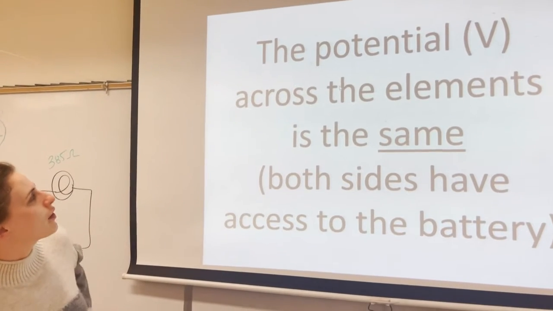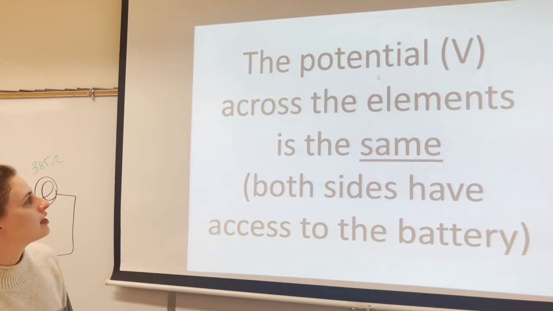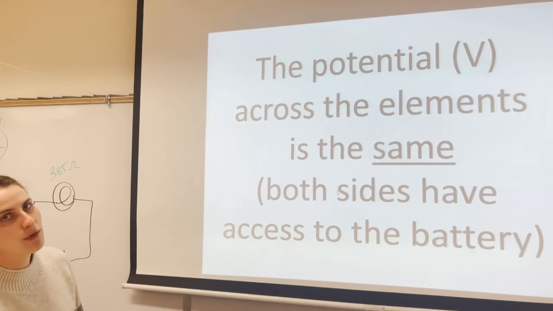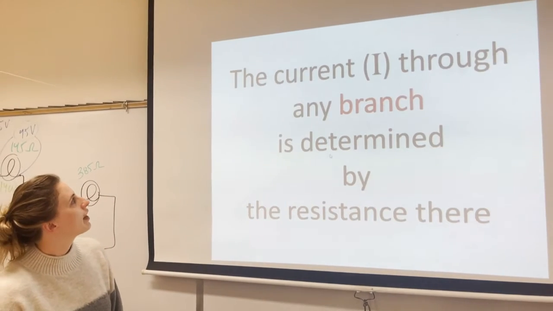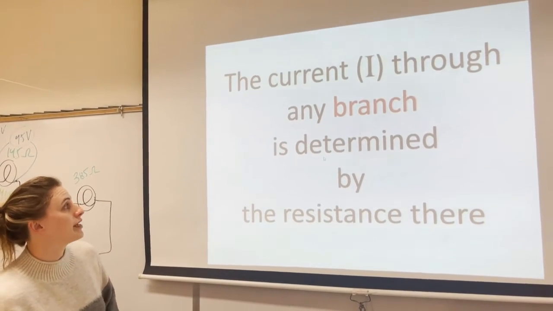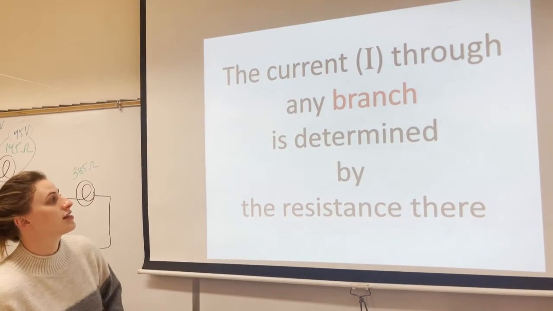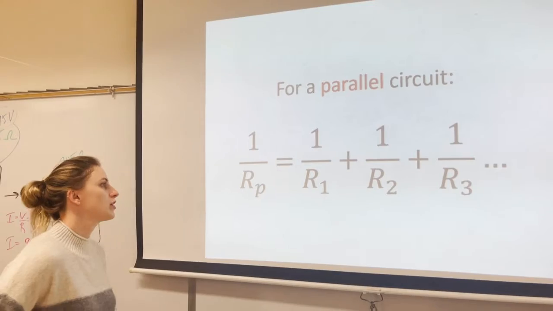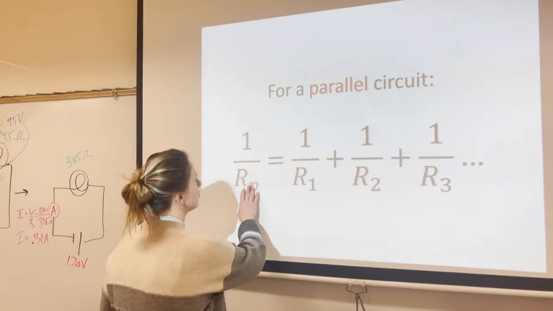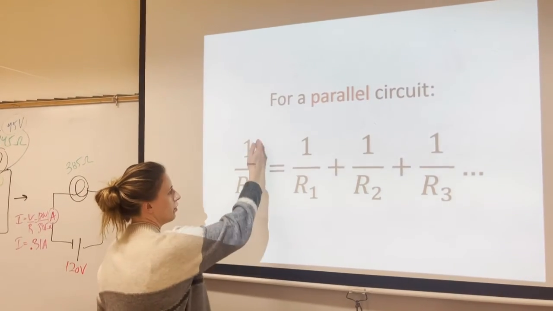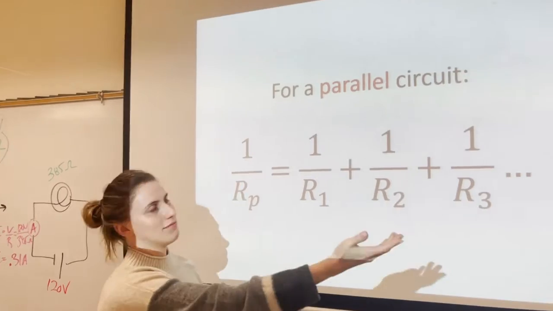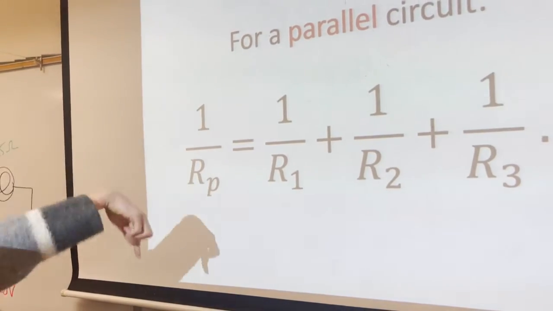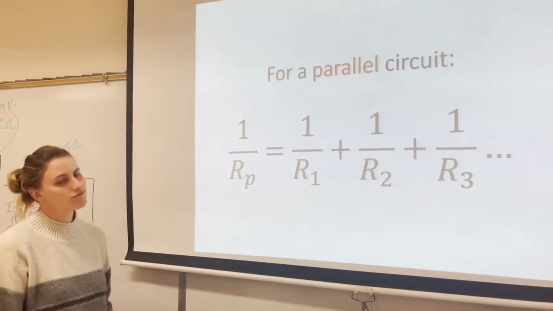This is just review. The potential across the elements is the same, since both sides have access to the battery. The current through any branch is determined by the resistance there. The equivalent resistance for a parallel circuit is 1 over, it's an inverse relationship. The more resistors you add, the less the total resistance is.